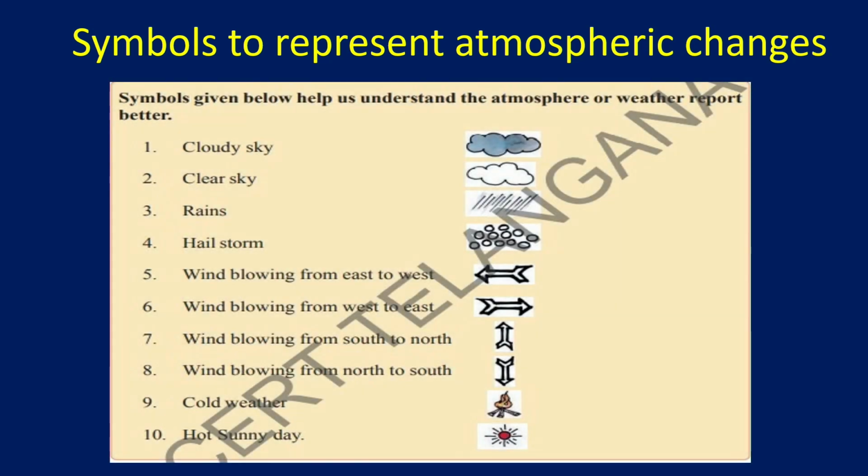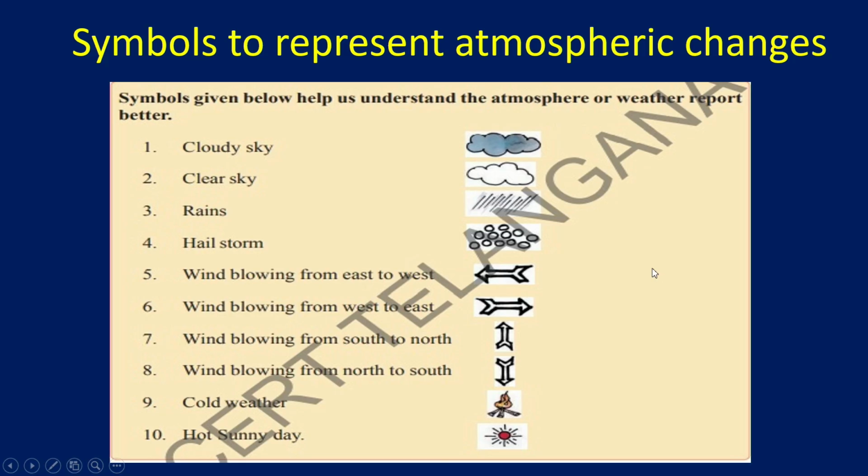Symbols to represent atmospheric changes. Now there are some symbols to represent atmospheric changes. We will represent cloudy sky with dark colored clouds, clear sky with white colored clouds, rain by putting vertical lines as drops, hailstorm by putting small pieces of ice, and wind blowing from east to west. Now this is east, this is west. Now wind is blowing from east to west direction.